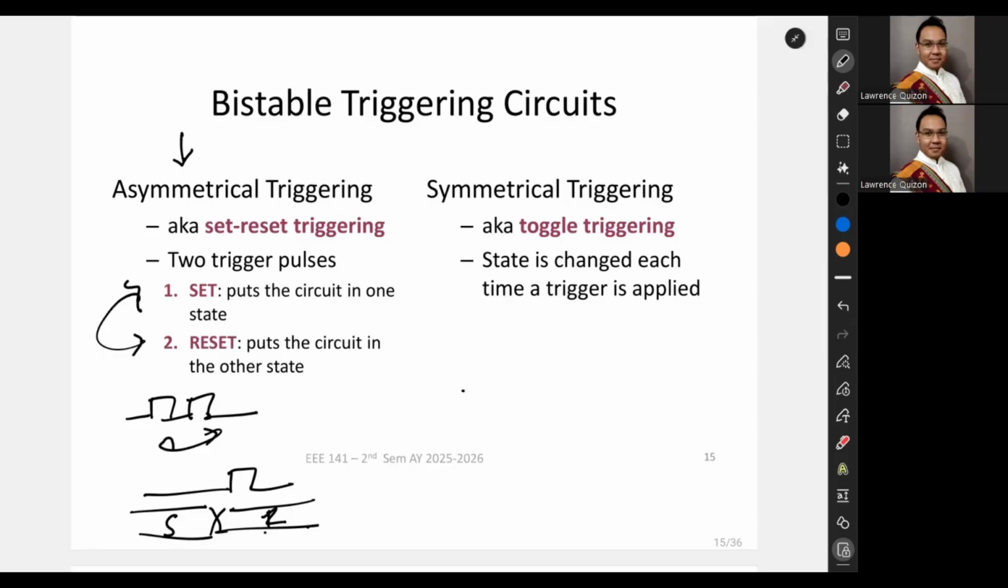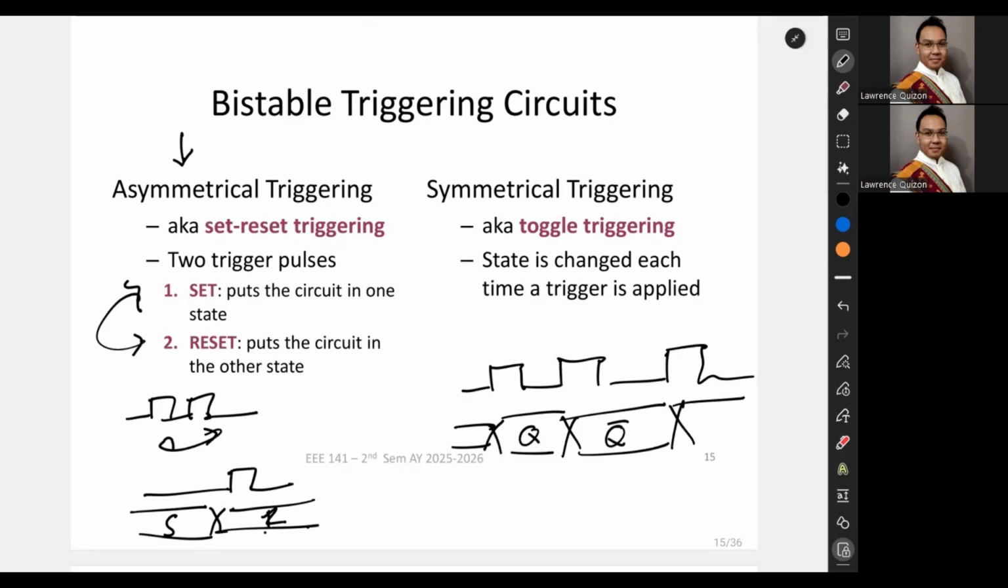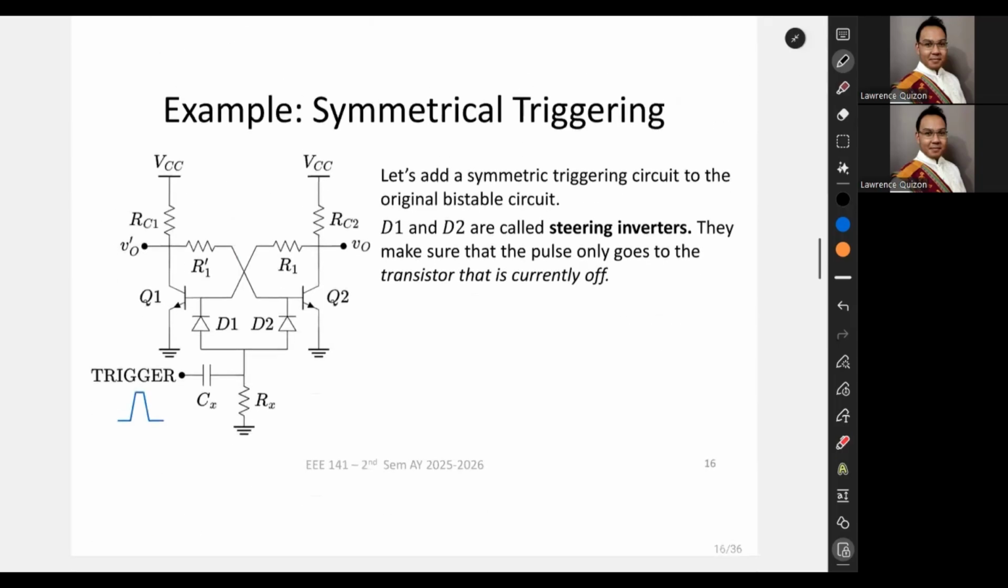For symmetrical triggering, now you only have one trigger. So whenever we trigger, we get a change in state. For example, we have Q, now we have Q prime. And then we trigger again, and we get Q again. So, to add symmetrical triggering, we have the base circuit right here, and we add two diodes, an RX and the capacitance, and then the actual input.